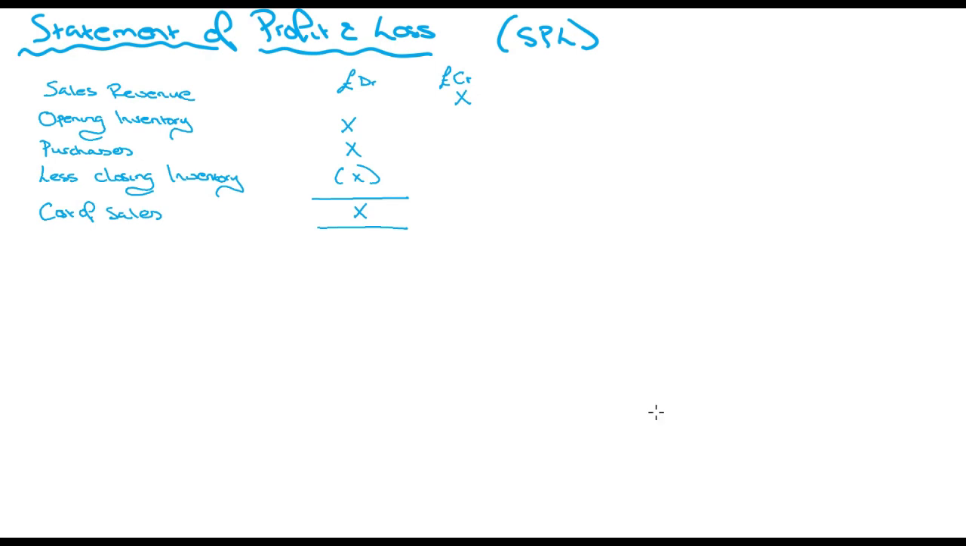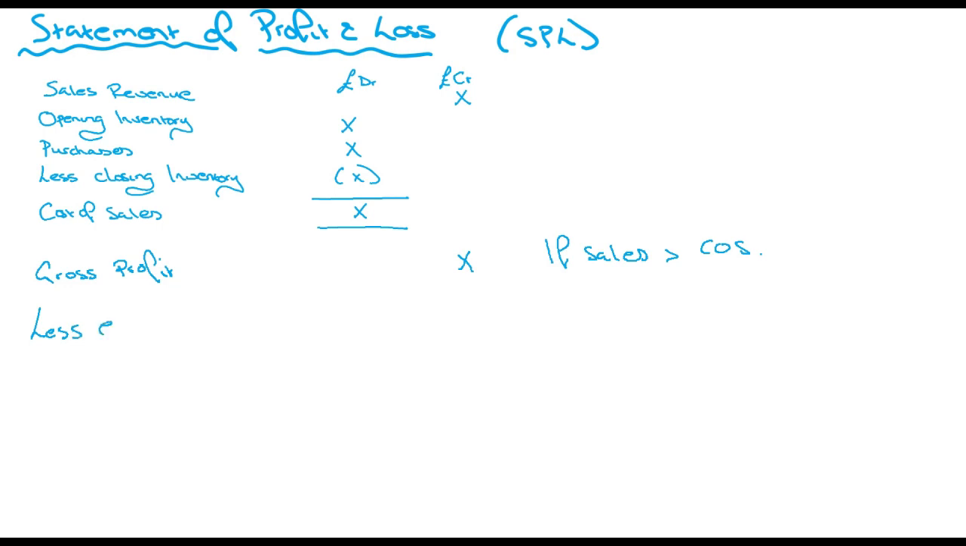Next we've got gross profit. Depending on whether the sales revenue covers all of the cost of sales, you'll either have a positive gross profit or a negative gross profit. If sales are more than cost of sales, then you're going to have a credit gross profit. So that will show as a positive on your statement of profit and loss.